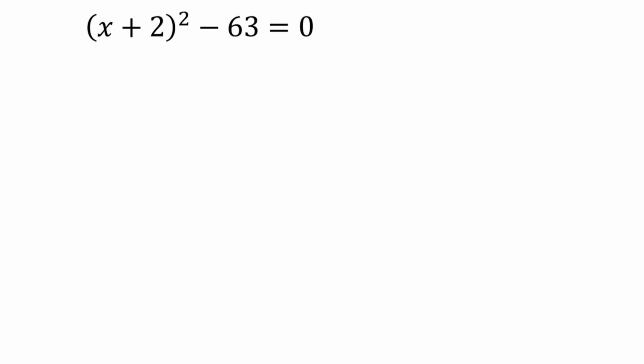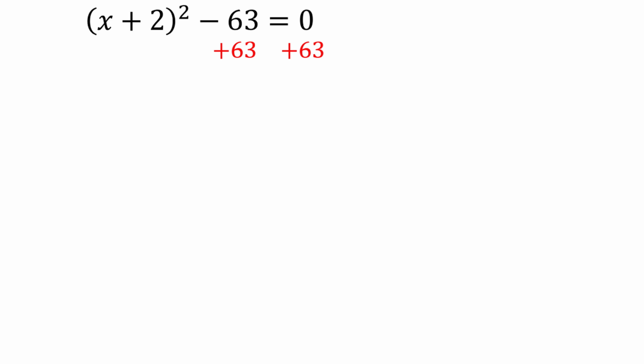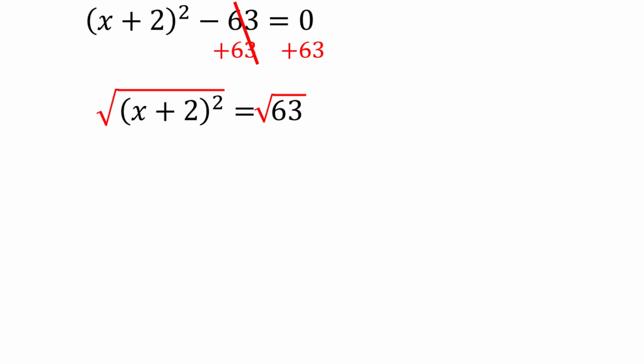How about x plus 2 squared minus 63 is equal to 0? We need to isolate the square onto one side of the equation before we can apply the square root. First, we add 63 to both sides, which leaves us with x plus 2 squared is equal to 63. Next, we can take the square root of both sides to get x plus 2 is equal to plus or minus the square root of 63.